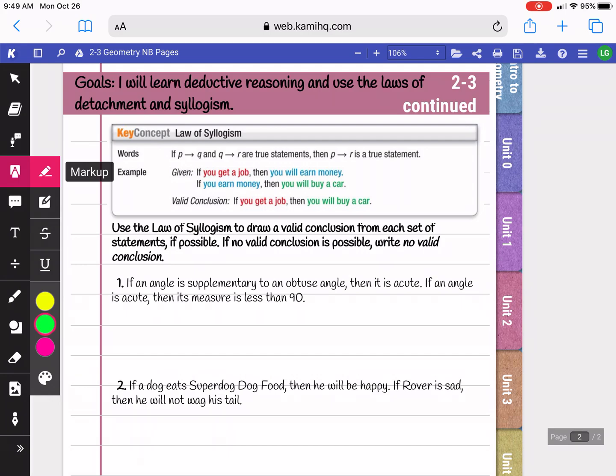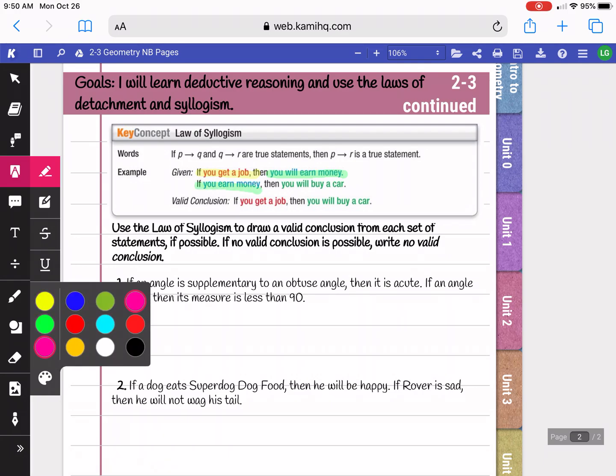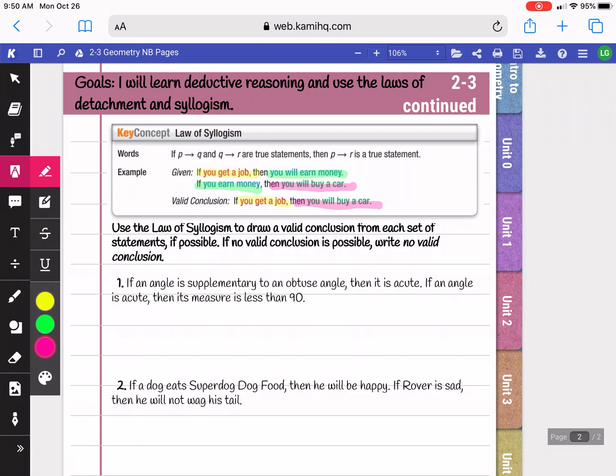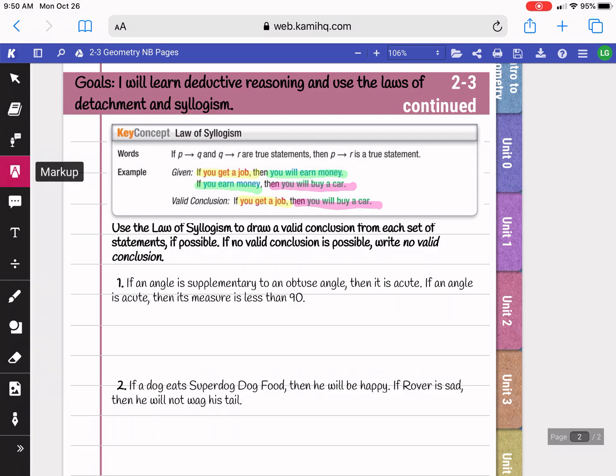So if you look here, we have an if-then statement. It says if you get a job, then the conclusion is that you will earn money. If you notice, the hypothesis of the next statement is the conclusion, if you earn money. And then from there, it says you will buy a car. So because the conclusion of one statement was the hypothesis of another, we can come up with a new statement. If you get a job, then you will buy a car. That uses the hypothesis of the first with the conclusion of the second. So here, your conclusion of your first statement needs to be the same as your hypothesis from the second.